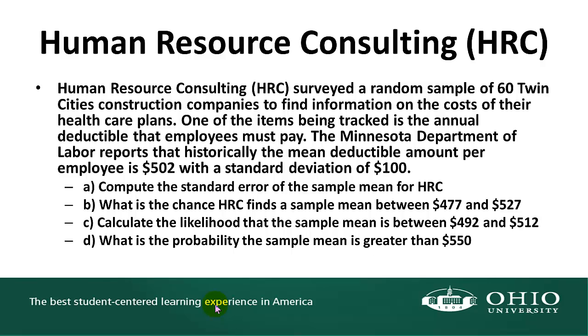Compute the standard error of the sample mean for the human resource consulting. We'll need that to calculate the probabilities. What is the chance the HRC finds a sample mean between the values of 477 and 527? Calculate the likelihood that the sample mean is going to be between another range of values. And finally, what is the probability the sample mean is greater than a certain value? Let's open up the starting file and start solving these problems.